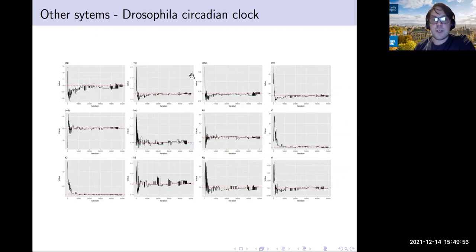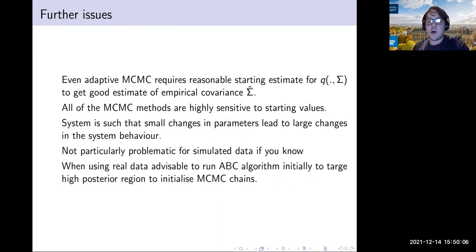And for the circadian clock system, it didn't seem to matter too much; it relatively quickly managed to find the true posterior. But in cases like the NF-kappa B system, where there are a lot fewer sensitive parameters, this can be really quite a large challenge.